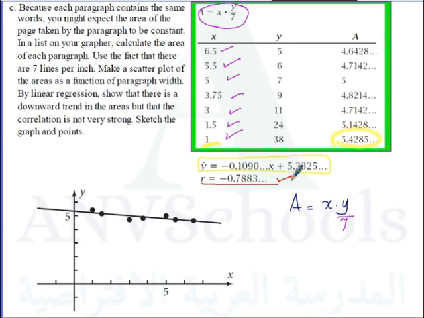So when we sketch the graphs and the points, you can see that your line misses some of the points also, and it only has these 2 points as fitting perfectly on the line. So therefore, when we have a linear regression, there is a downward trend in the areas, but you could see that the correlation is not very strong, right? Okay, so that's the answer for letter C.